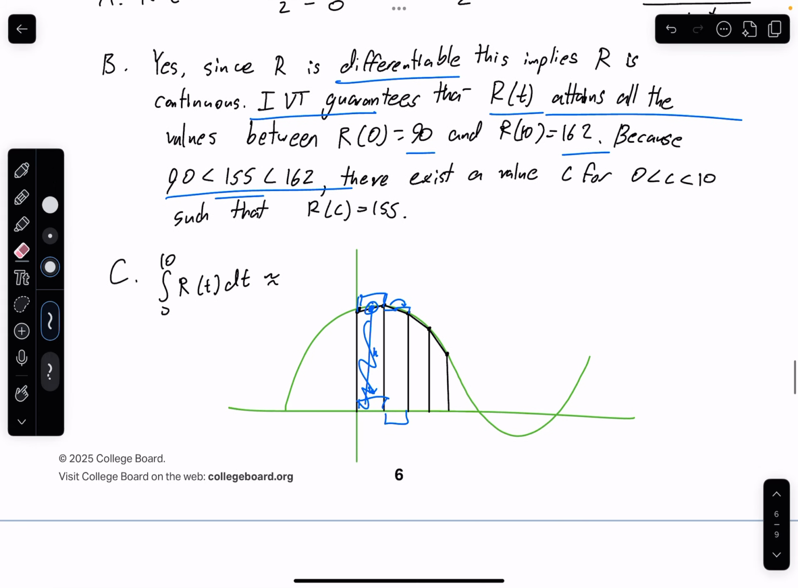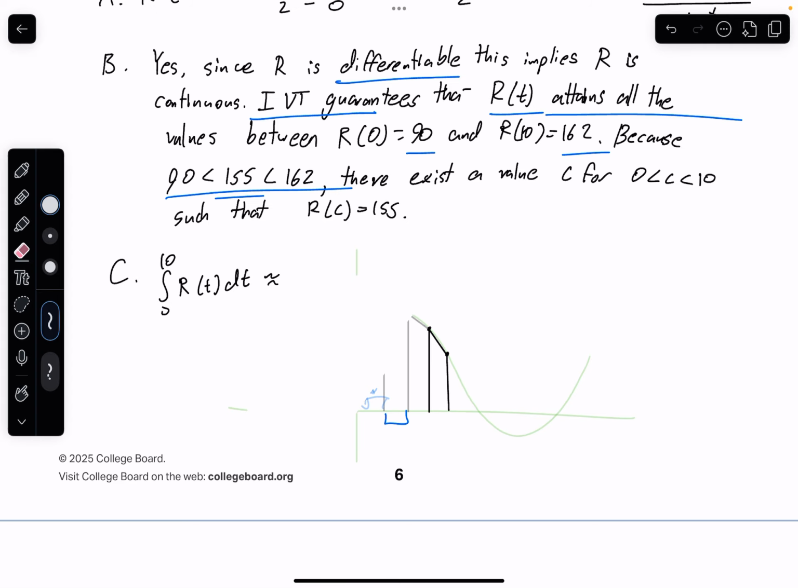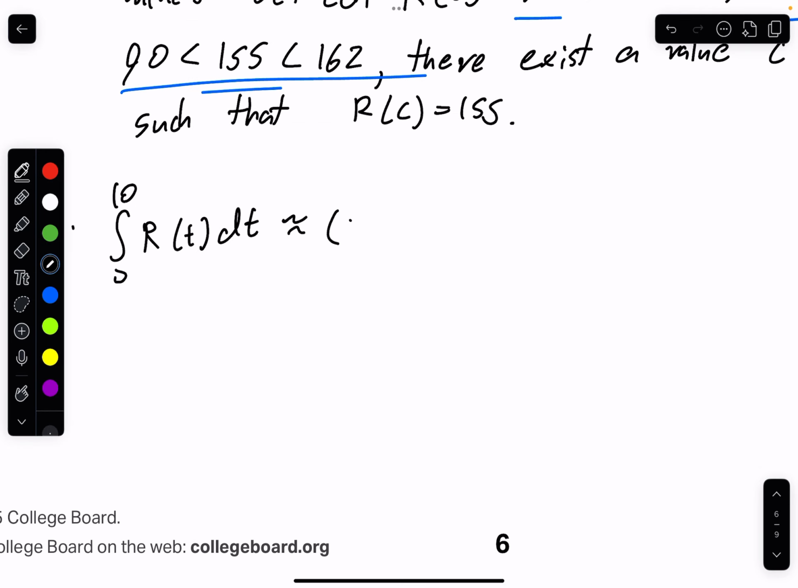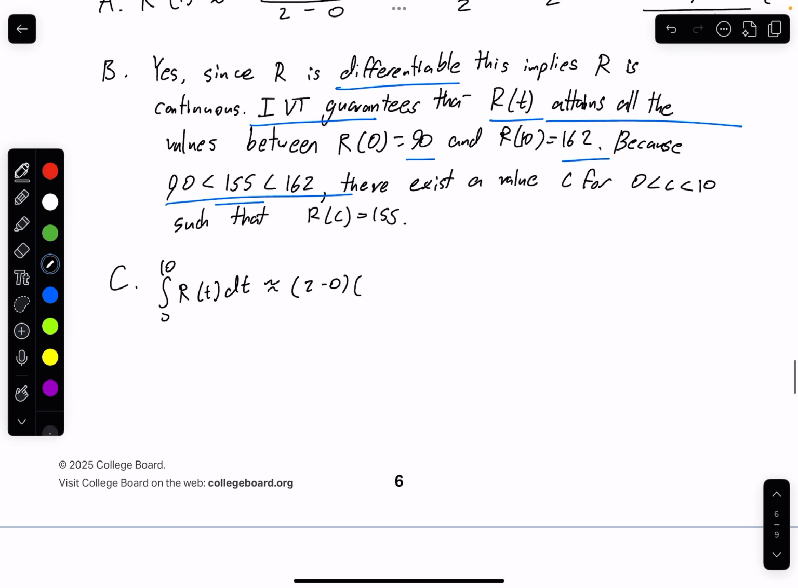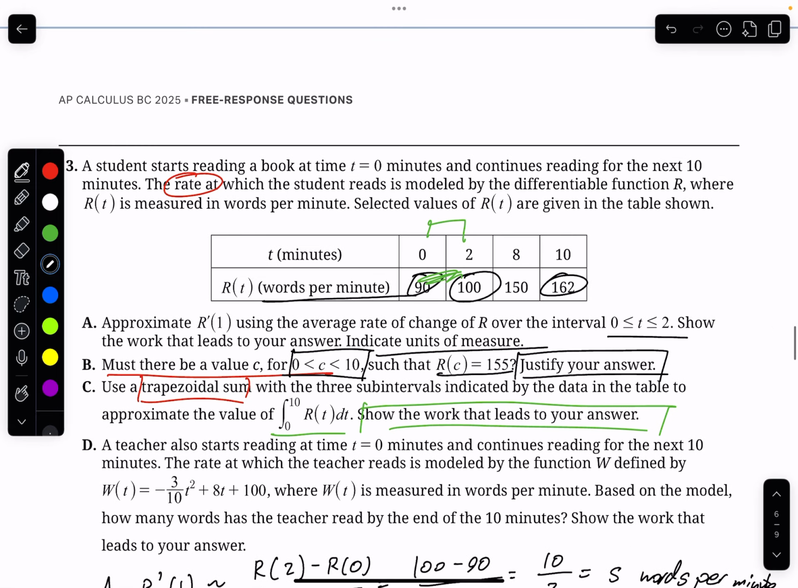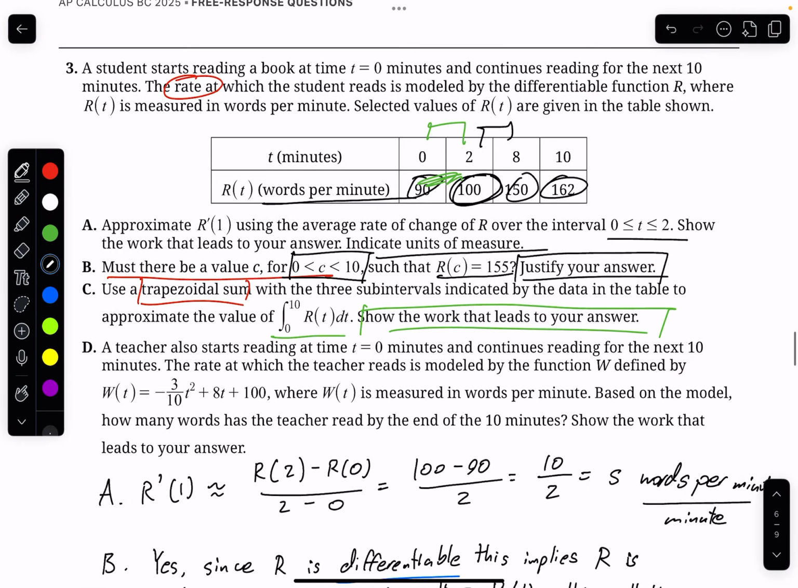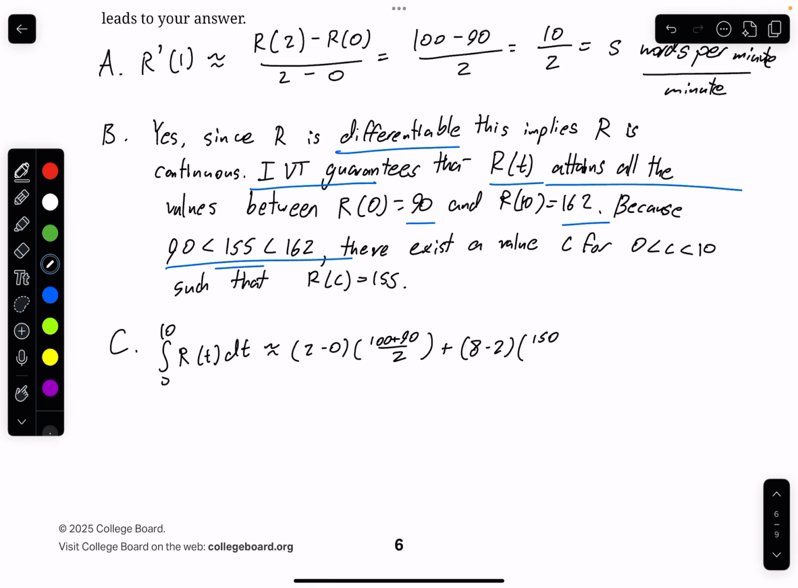Now, with this new knowledge, all you have to do is write it out just like it asks. So your width in this case is going to be 2 minus 0 for the first rectangle, and your height is going to be exactly what I said, 100 plus 90 over 2. Then we want to add our second rectangle. The width of it is going to be from 2 to 8, so it's going to be 8 minus 2 in width. The height is going to be this plus this over 2, 150 plus 100 over 2.